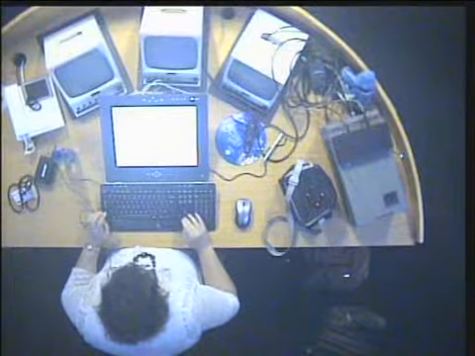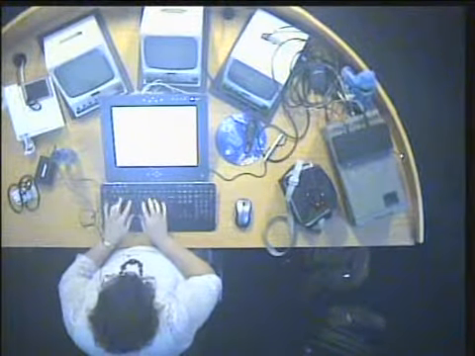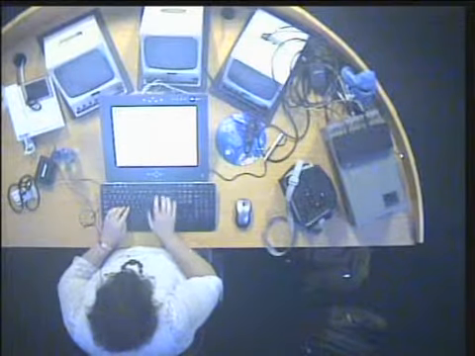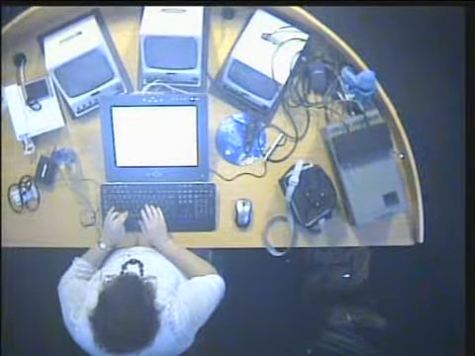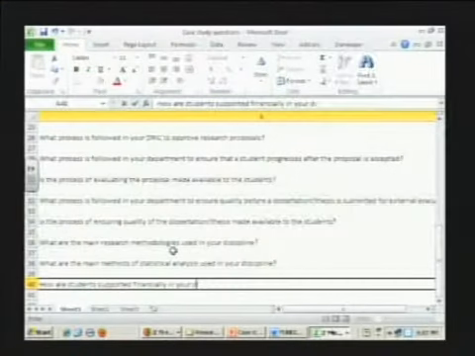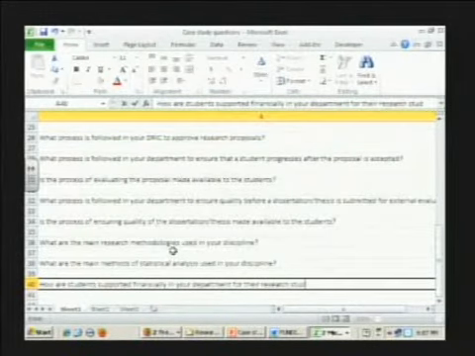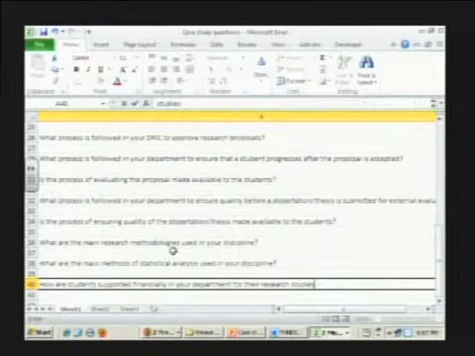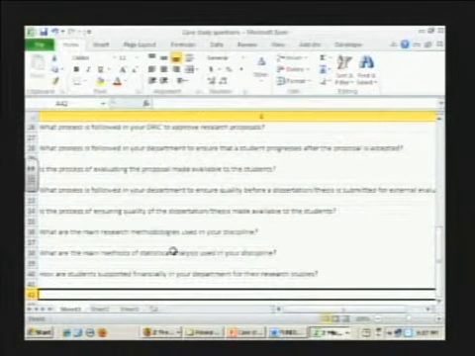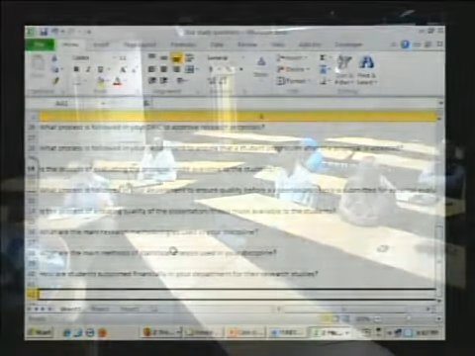Okay. So how are students supported, and then Shelley in your department, for their research studies. What is the percentage of students receiving financial support?